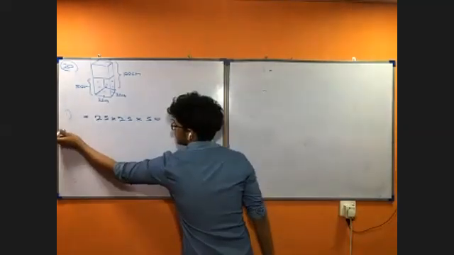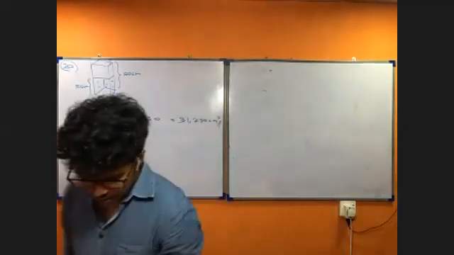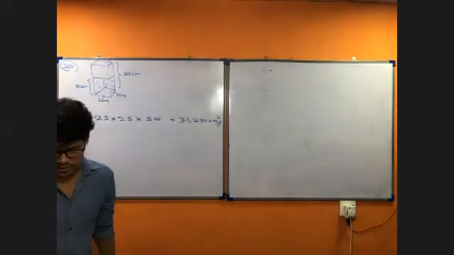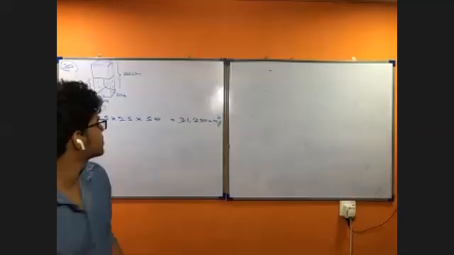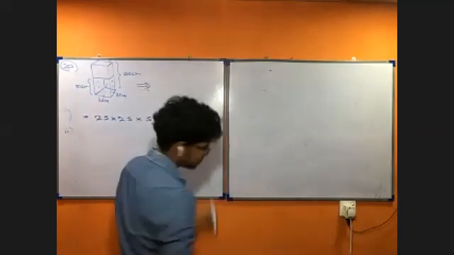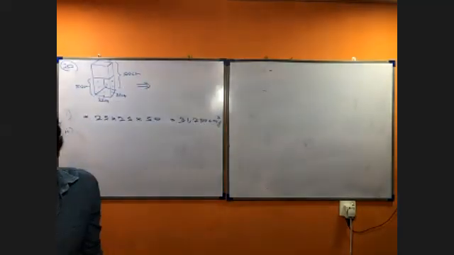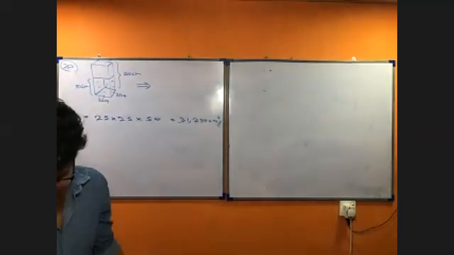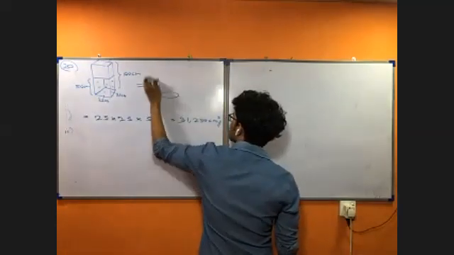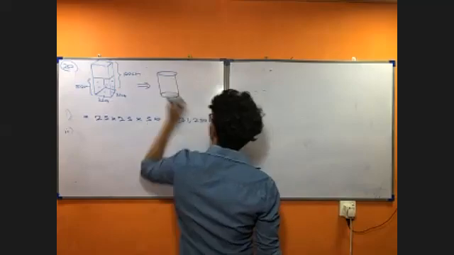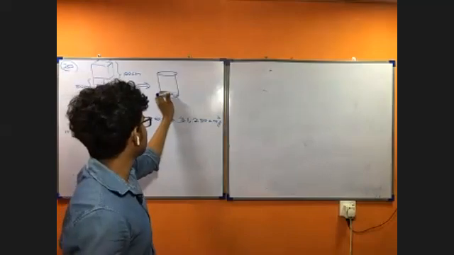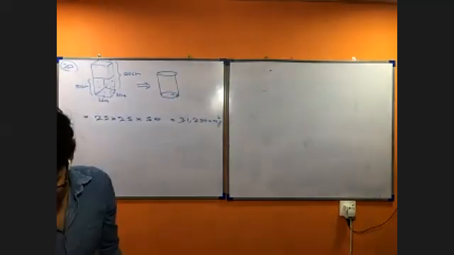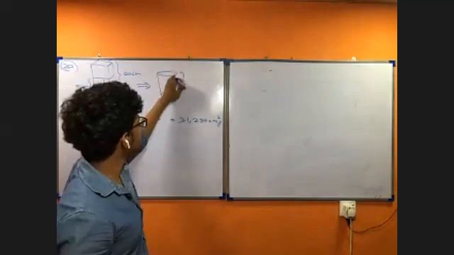Question number 2, part 2. Rani has several identical solid right circular cylinders of unknown base radius and height 10 centimeters. So now Rani has cylindrical vessels. The base radius is unknown, that is R, but the height we know is 10 centimeters.